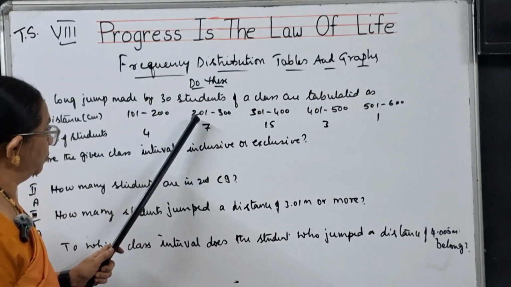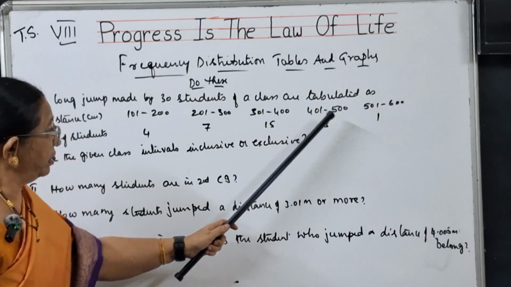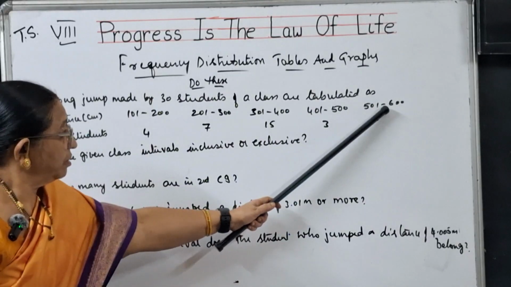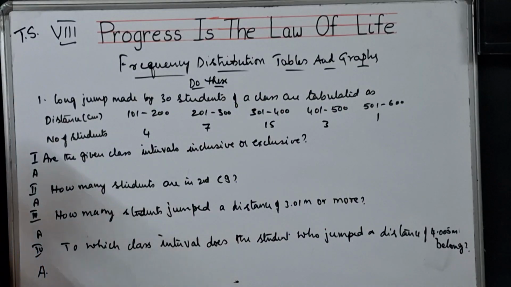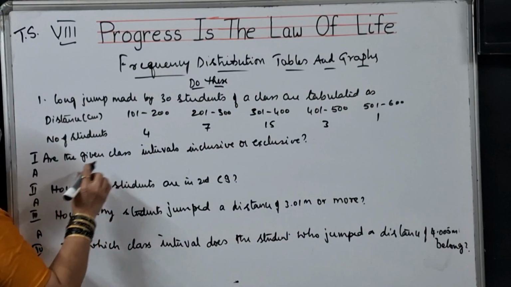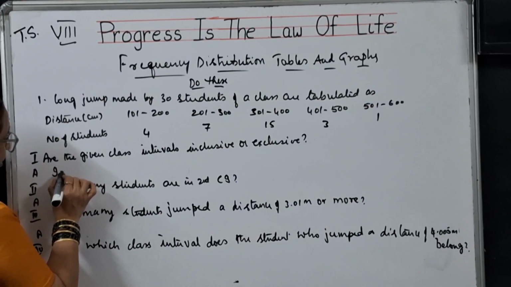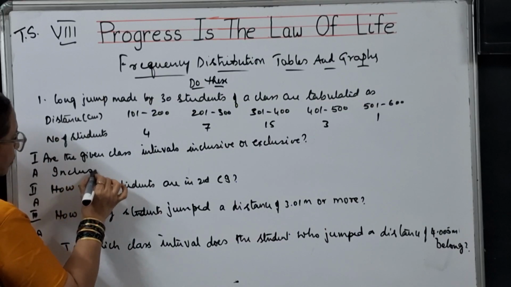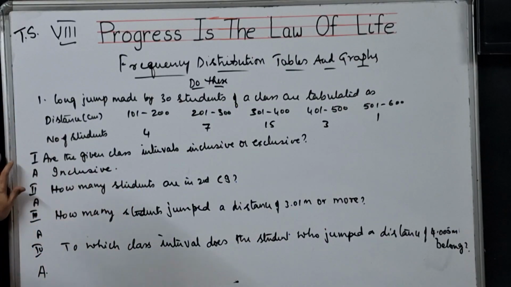Similarly, 300 is included here only. 400 is included here only. 500 is included here only. 600 is included here only. So, it is an inclusive type of class interval. Are the given class intervals inclusive or exclusive? They are inclusive. So the given class interval is inclusive.